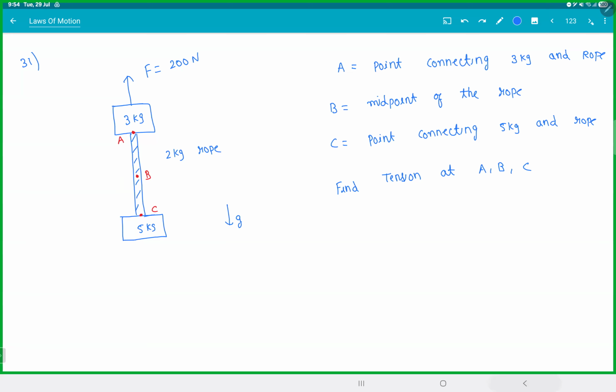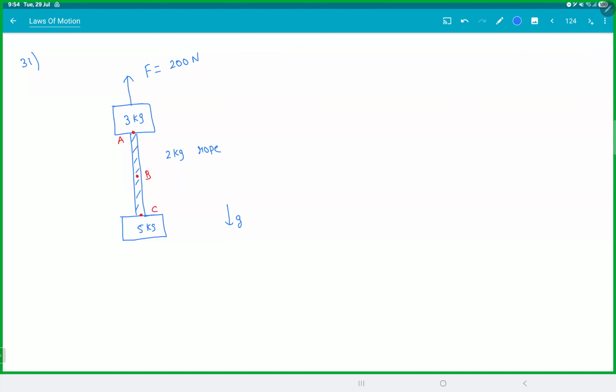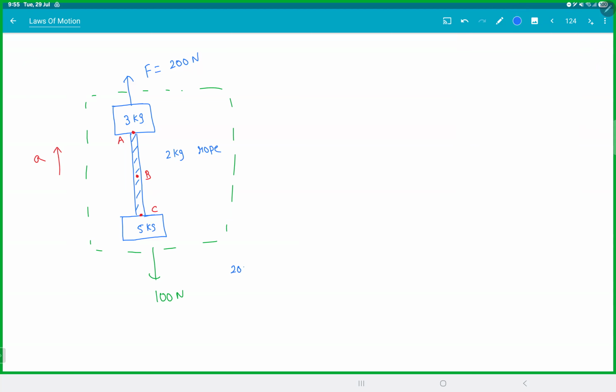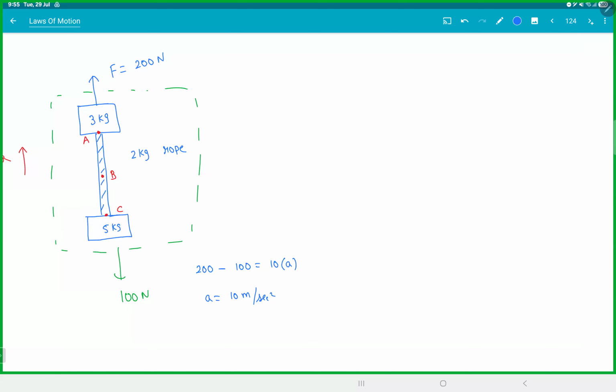Solve. So how do you do this thing? Step 1, choose your system. I'll take the whole thing as one system. Then the total weight will be 10 kg, which is 100 newtons. Acceleration will be up. So F, which is 200, minus 100 is equal to total mass 10 into acceleration. So a is equal to 10 meters per second squared. That means this whole system is going up with an acceleration of 10 meters per second squared.